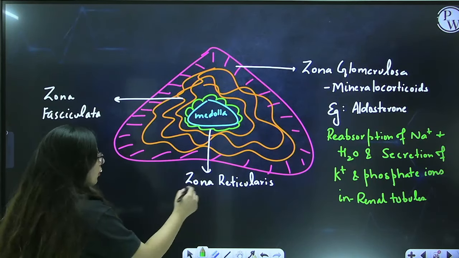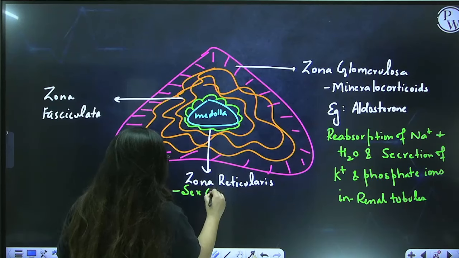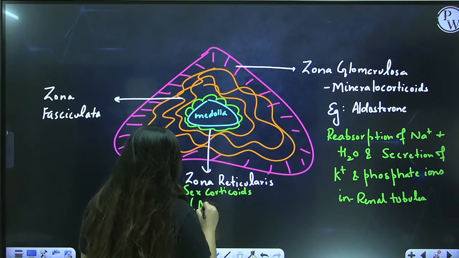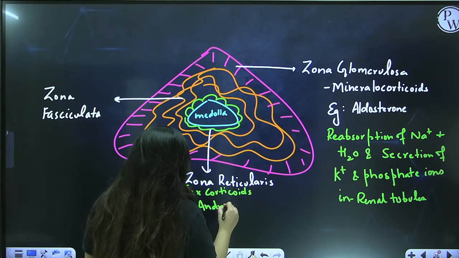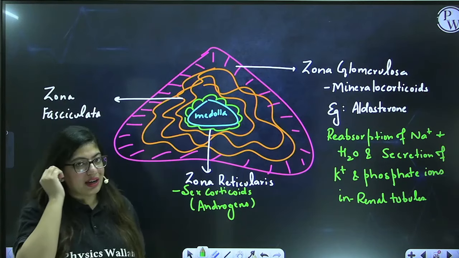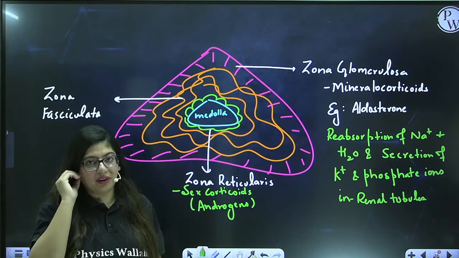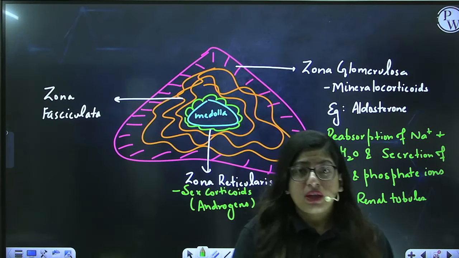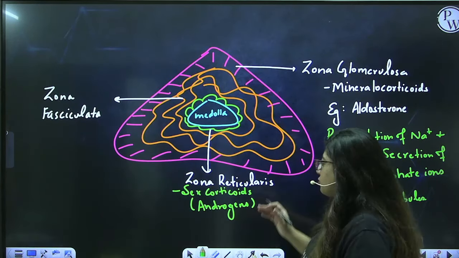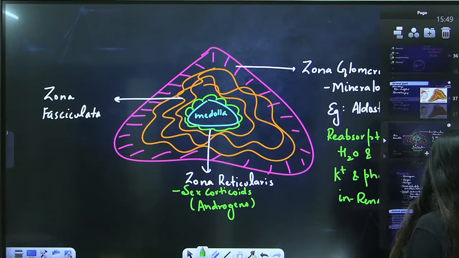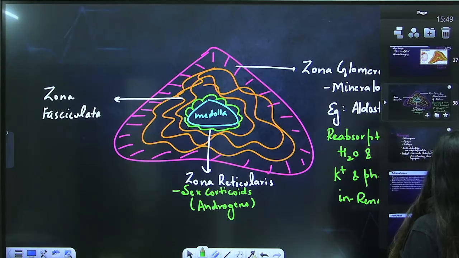Whereas reticularis secretes sex corticoids, for example androgens. You heard it right. You also have another organ that secretes androgen, and that is your adrenal gland. So by this I can say that even females produce androgen. Fine, guys. So what are the functions of these androgens?